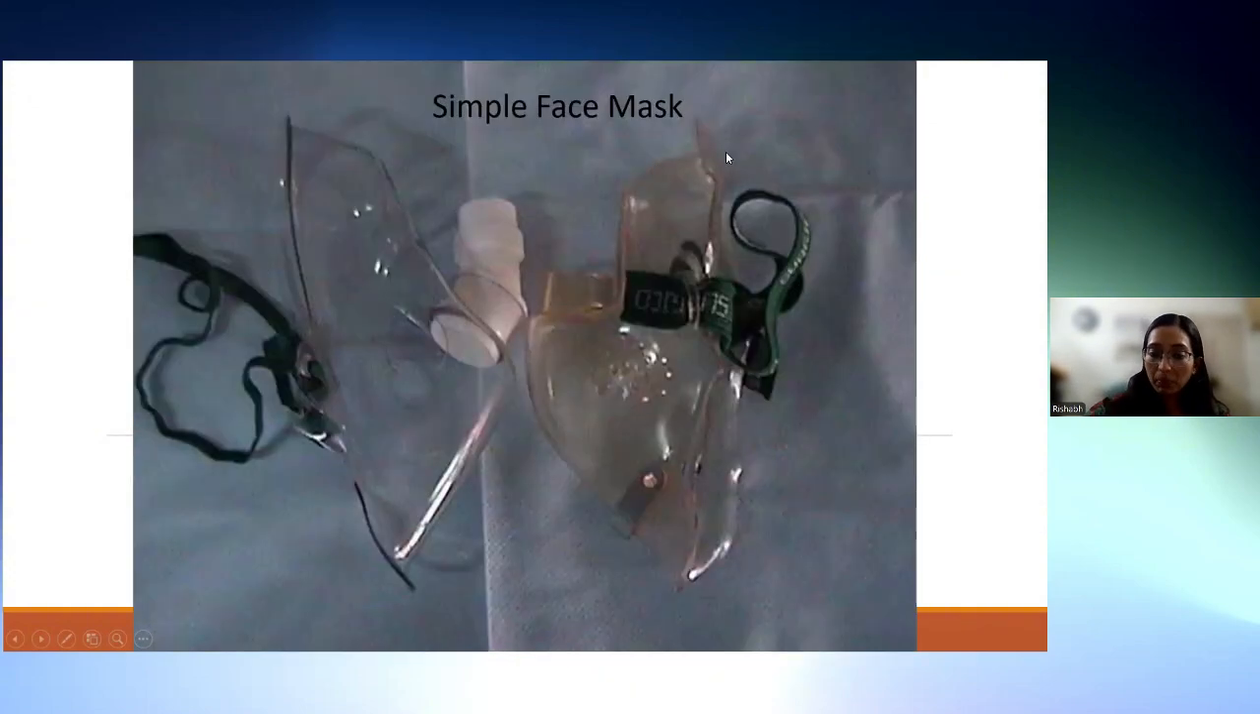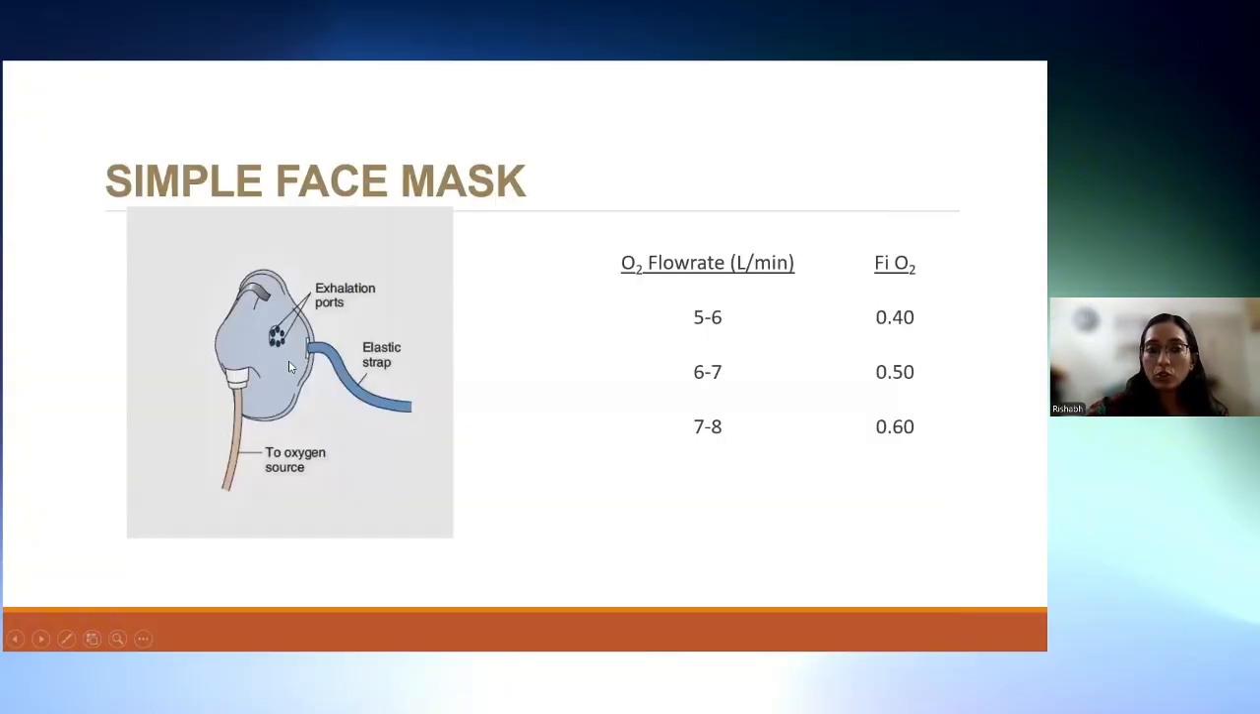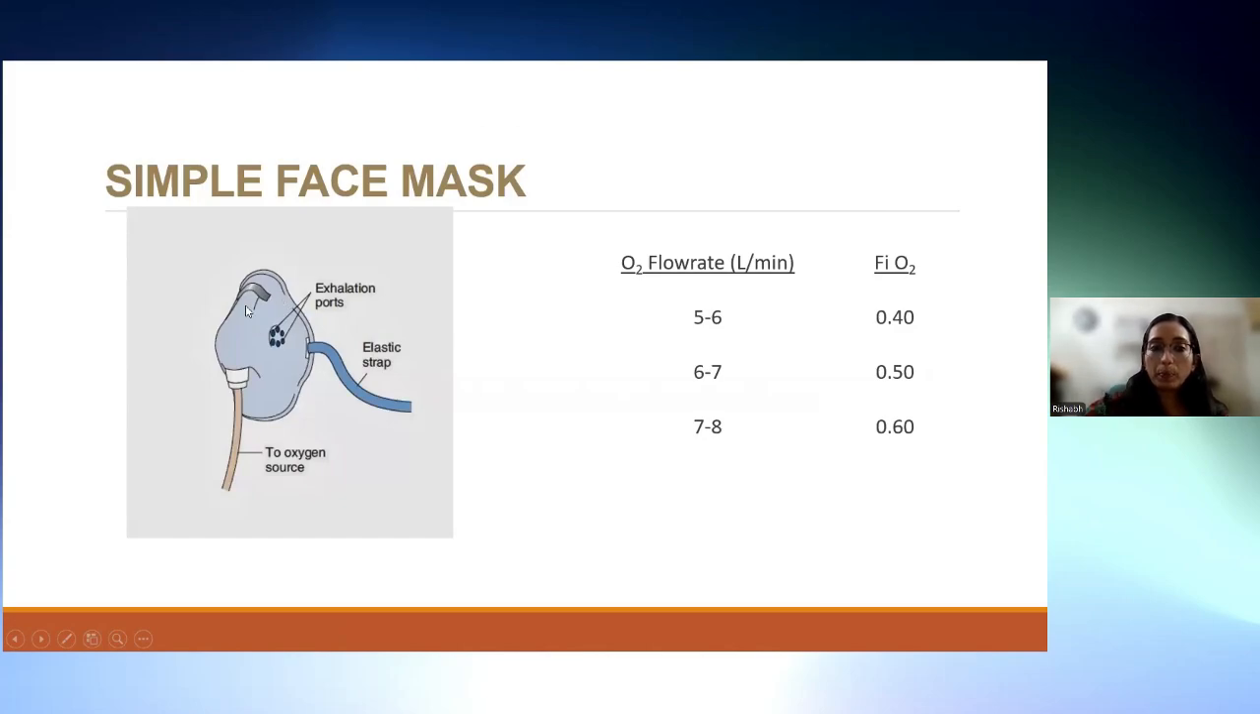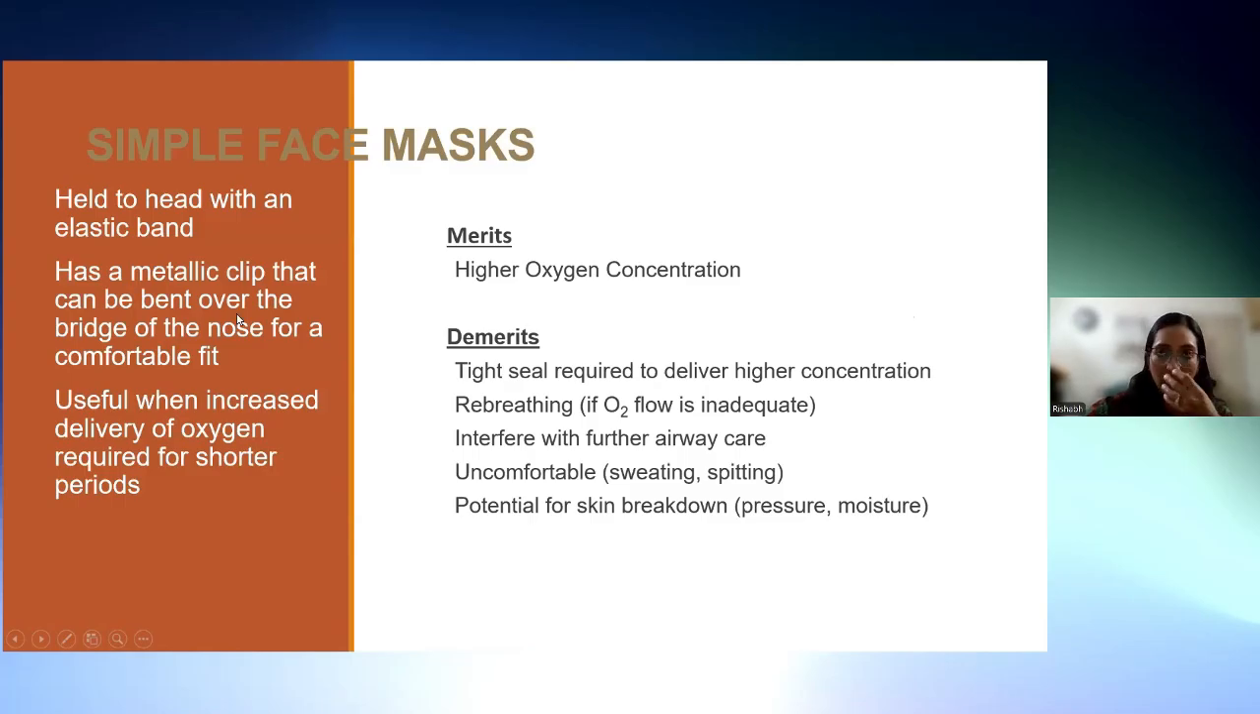This is a simple face mask. A simple face mask usually has an exhalation port and an oxygen source connected to it. The flow rate, as you can see, is about 5 to 6 liters. The FiO2 that can be reached with a simple face mask is from 0.4 to about 0.6. The mask has to be held with an elastic band. There's a metal clip on it, as you can see here, which is placed on the bridge of the nose, and thereby it gives a comfortable fit.